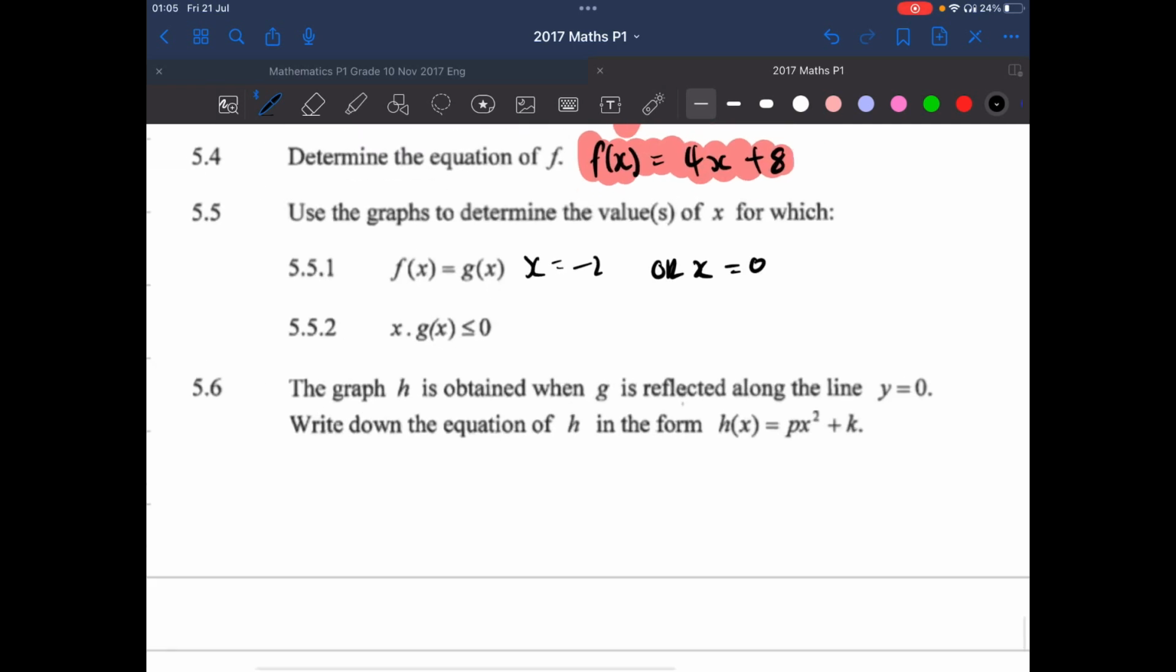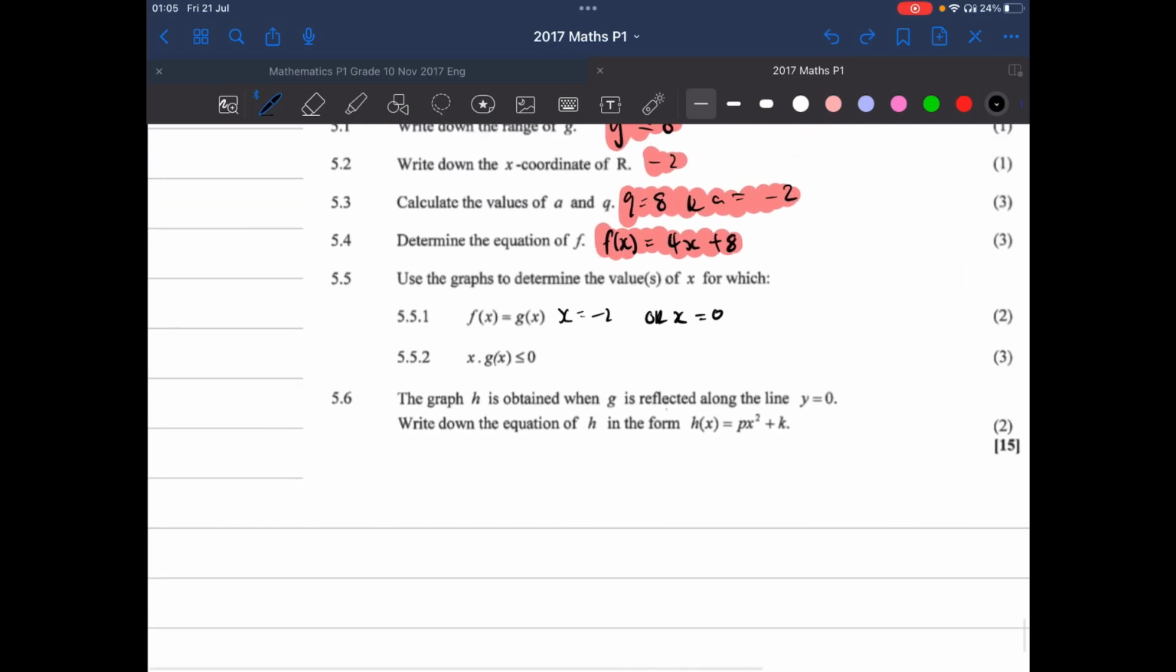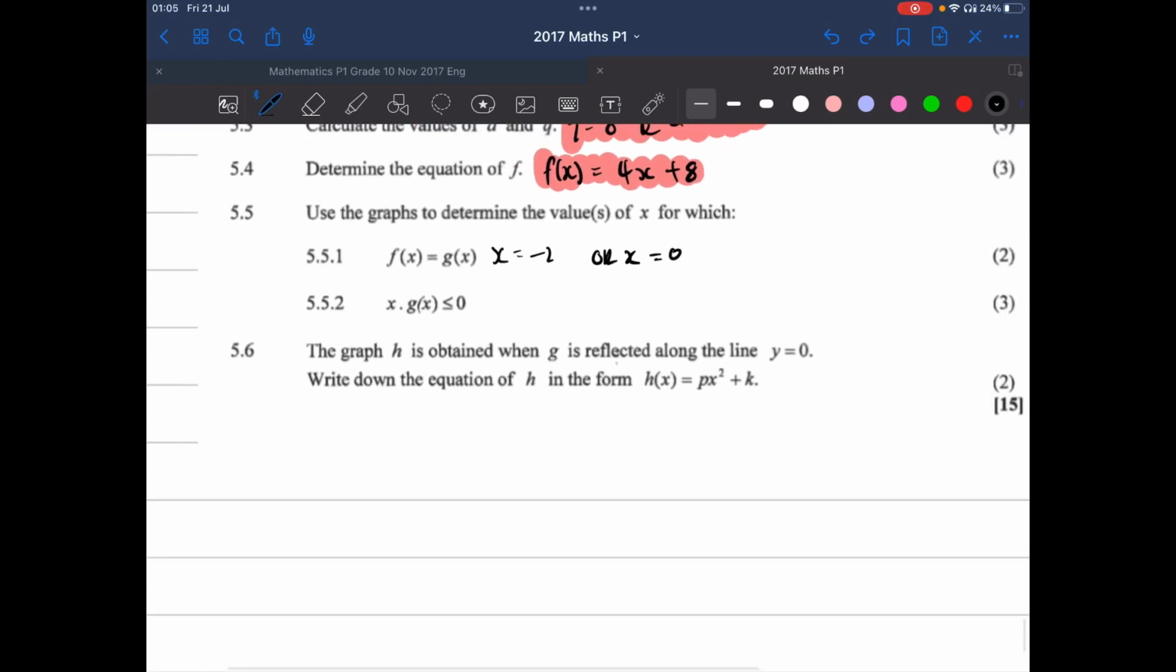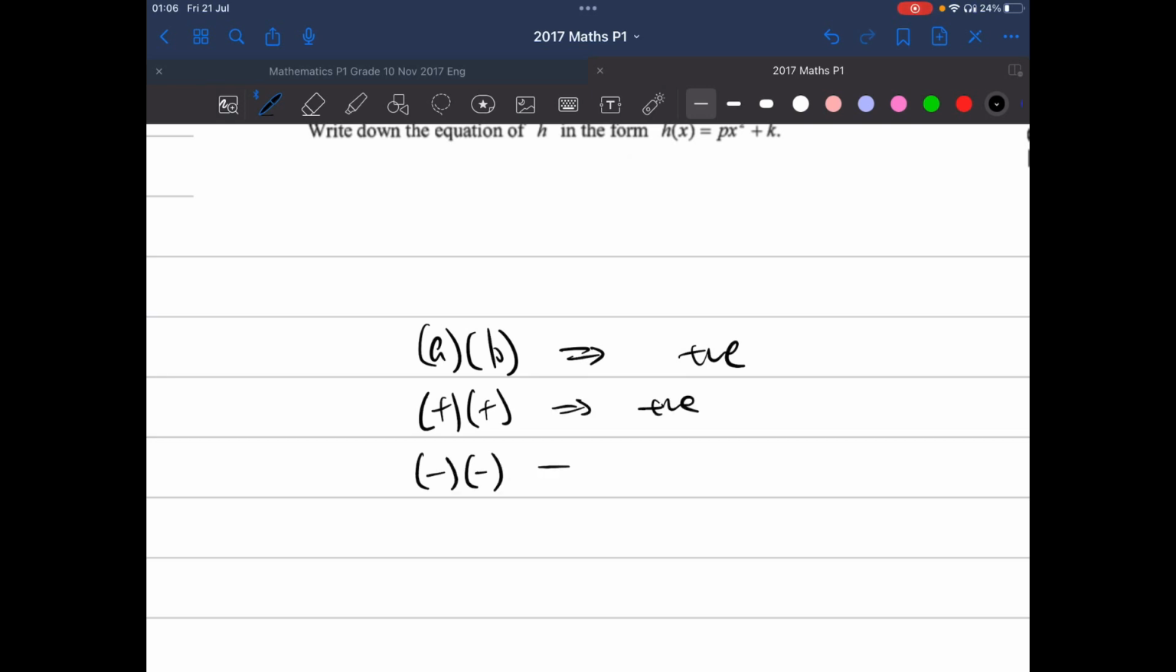Okay, now they want the values for which x times g of x is less than or equal to 0. Okay, that's quite a mouthful, so let's break it down, right? Let's first think about something quickly. Let's say I'm multiplying two numbers together. Let's say a and b. Okay, if I want to get a positive result, right, how many ways can I get that? Well, I can either have them both positive, so positive and positive will give us positive, or I can have them both negative, right? Negative and negative will give us positive as well.